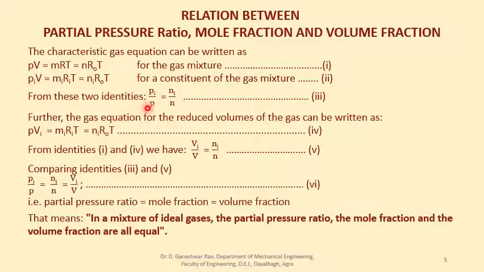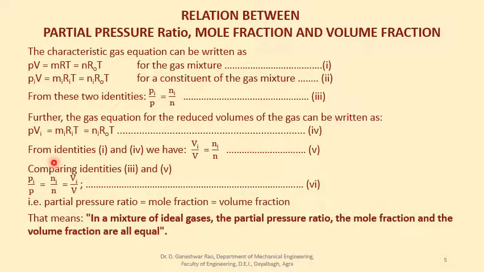So what is this? Pi is the partial pressure, P is the pressure of the mixture, so Pi upon P is the partial pressure ratio, and ni upon n, you have already studied, is the mole fraction. So partial pressure ratio is equal to mole fraction.